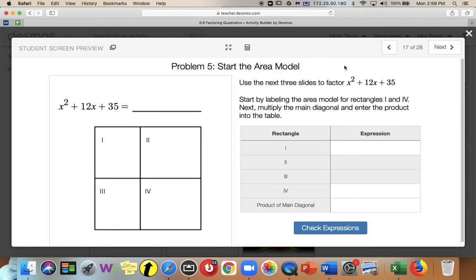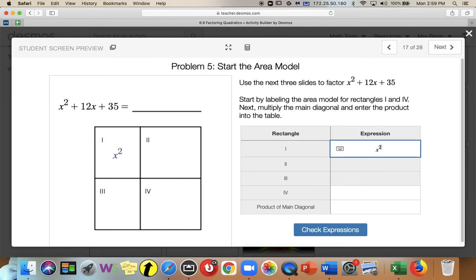So again, our goal today is I give you something in standard form, you figure out the inside of the box, and then get the outside of the box. And the outside, those are called the factors, because if you multiply them together, you get our standard form right here. All right, so if you recall, when we have our rectangle right here, the first box is always the first term. So in this case, it's x squared. And our last box is always the last term, the number without the x. And in this case, it's 35.